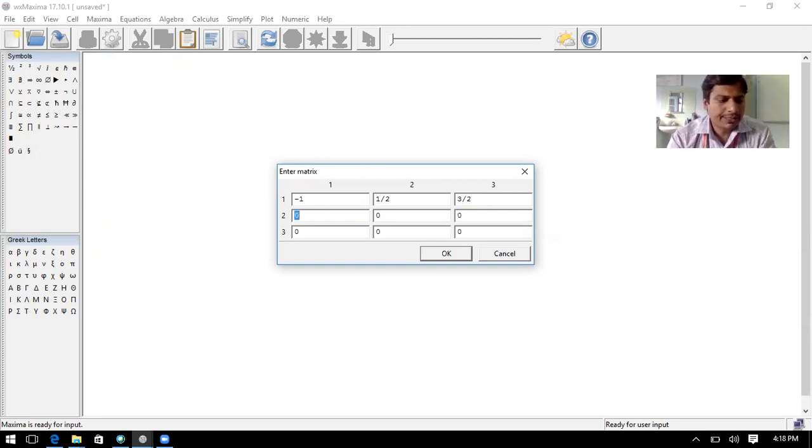Next, second row: 1 by 3, that is 1 divided by 3, then minus 1 by 3, minus of 1 divided by 3. Next, the final last row: minus 2, 0, then 1 by 4, that is 1 divided by 4. Okay, then press OK.